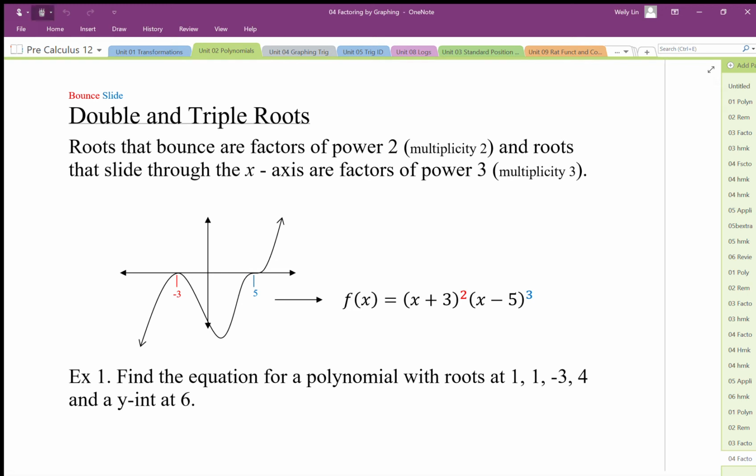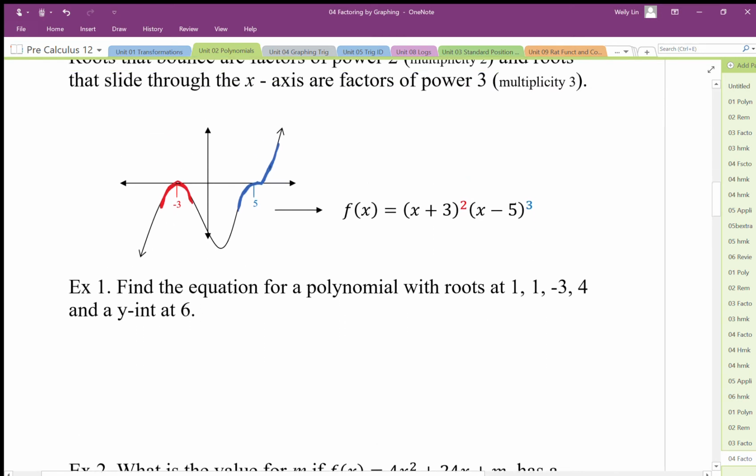The bounce, I'm going to do in red here. So this is our bounce. At negative 3, it's going to bounce like that, and it comes from the multiplicity or power 2 here. The slide is this shape here. It doesn't go straight through the x-axis like that. It slides through the x-axis, kind of flattens out a little bit, and keeps on going. That shape comes from a multiplicity of 3. So when we see these shapes on a graph, generally we're looking at a double root or a triple root. This could be a quadruple root, but they tend to look flatter. We'll look at the visual difference of those in a bit.